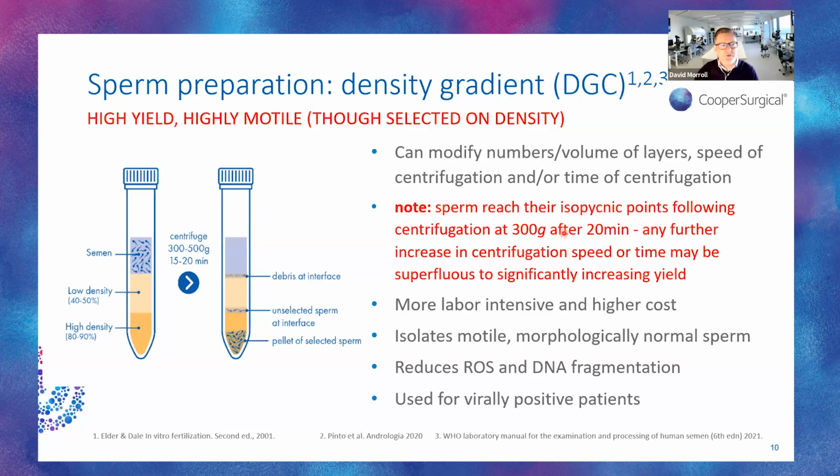after centrifugation at 300 G and 20 minutes. So really, spinning them harder and faster is not likely to do them any good. And our recommendation generally is to set up more tubes to increase yield rather than spinning harder and longer. It's a bit more labor intensive than the swim up, but it gets good results, and it's generally the go-to technique if you're dealing with virally positive samples.